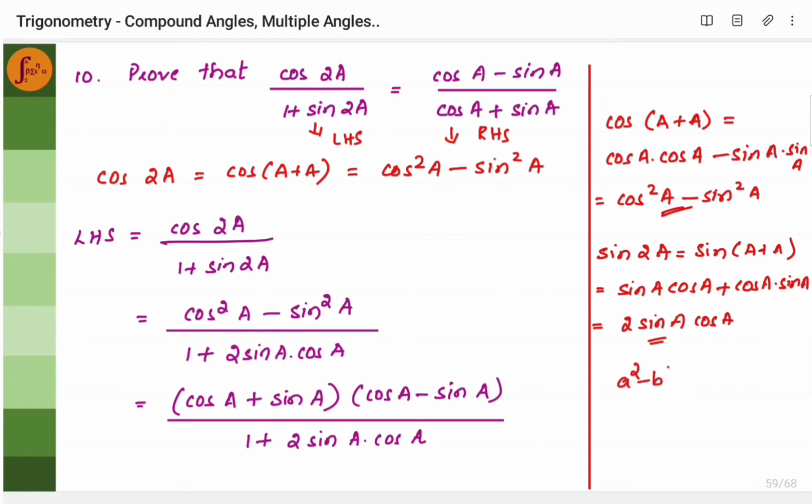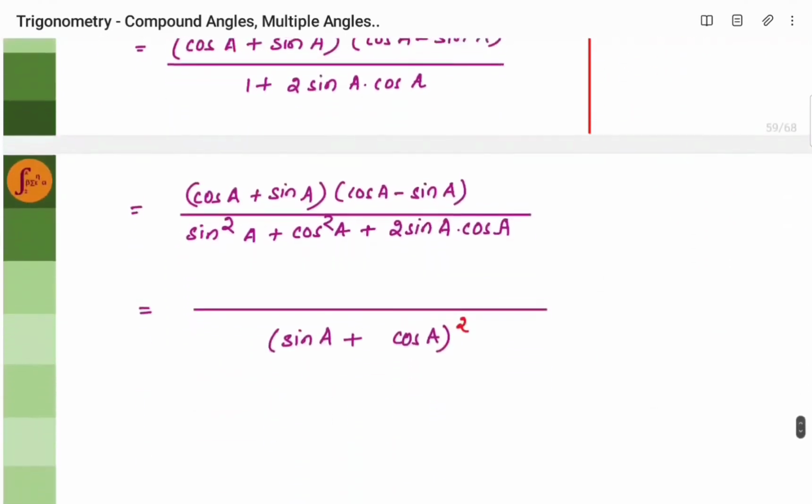A square minus b square is equal to a plus b into a minus b. Now, if you look at this, this is of that form. This is a square and this is b square. So, if you have a square minus b square form, you can write it as a plus b and a minus b. That is how we have done here. Cos a plus sine a, cos a minus sine a. And then we have 1 plus 2 sine a cos a.